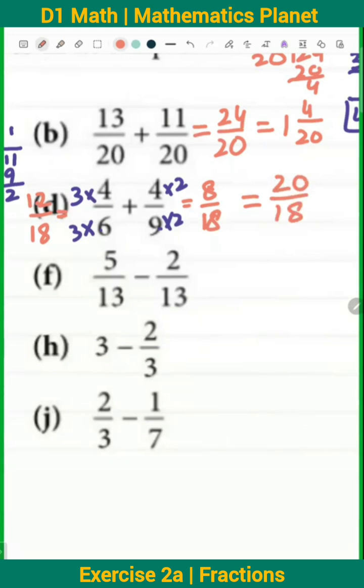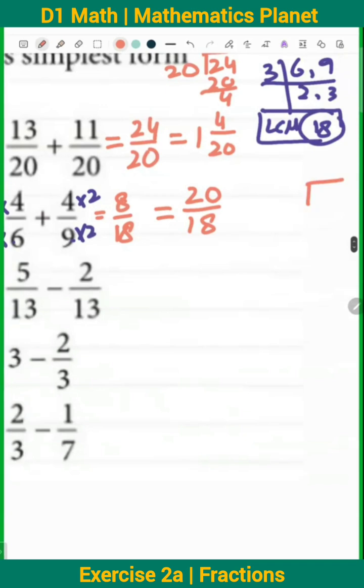Now you can convert it in the mixed fraction. 18 times 1 is 18, you get 2. So you get 1 whole 2 by 18.